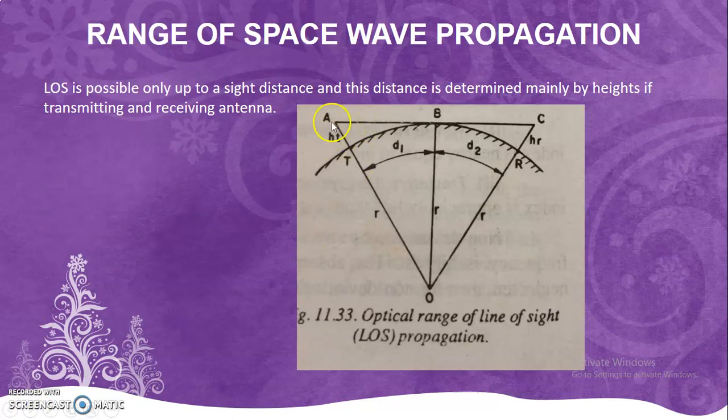That is, if you transmit a signal from here, then you have to receive it without considering any other factors. The ray should reach at least the top of the receiver. Line of sight is possible only up to a certain distance, and this distance is determined mainly by the heights of the transmitting and receiving antennas.